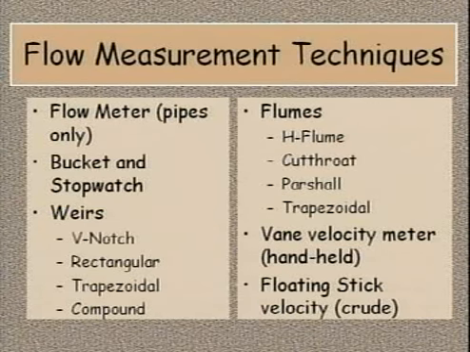And this last technique is pretty crude. You estimate the flow velocity with a floating stick and couple that with the cross-section area of the stream to arrive at a flow rate. So let's look at some of these structures in the field, see what they look like.